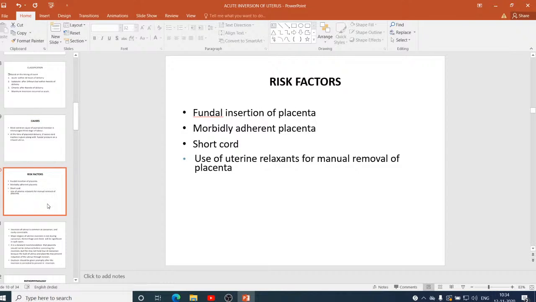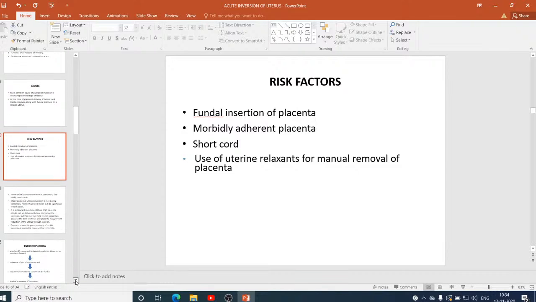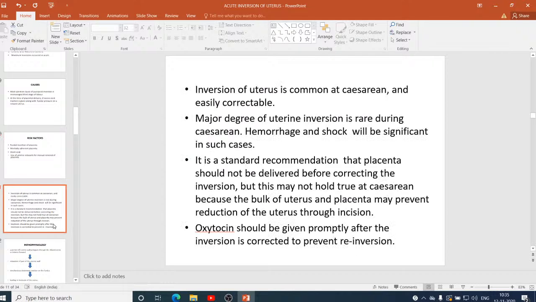The risk factors we usually see are the fundal insertion of the placenta, morbidly adherent placenta such as placenta accreta, a short cord, and use of uterine relaxants for manual removal of the placenta. It could be either spontaneous or iatrogenic uterine inversion.